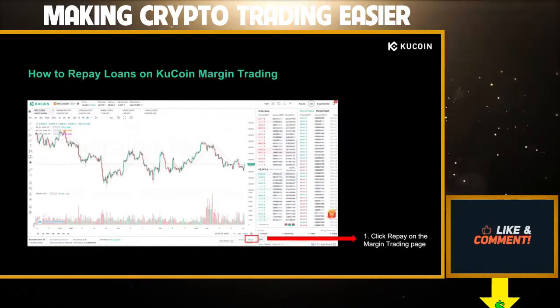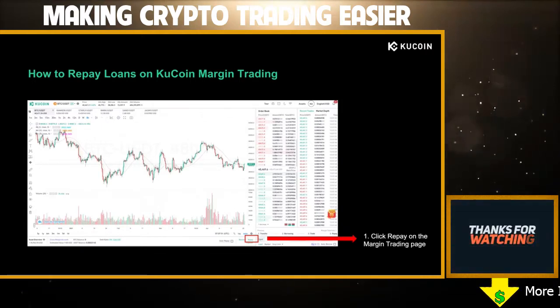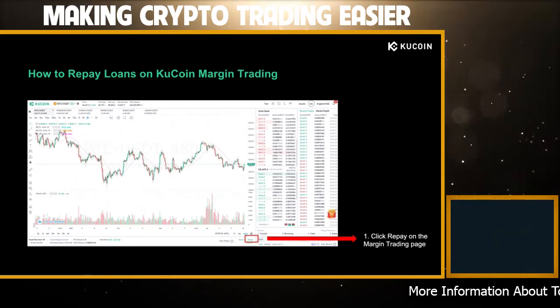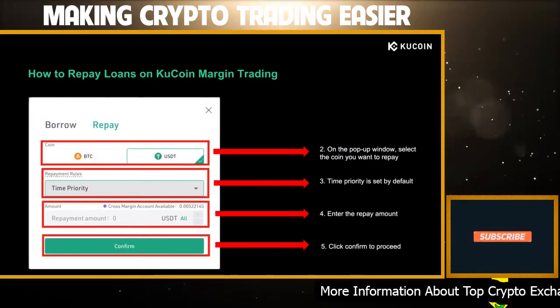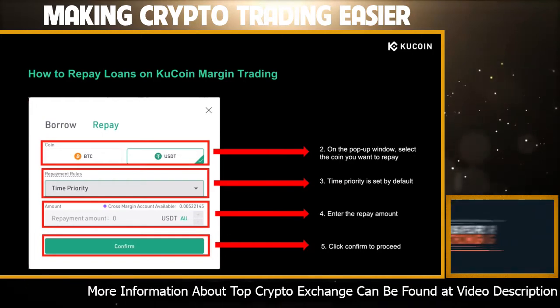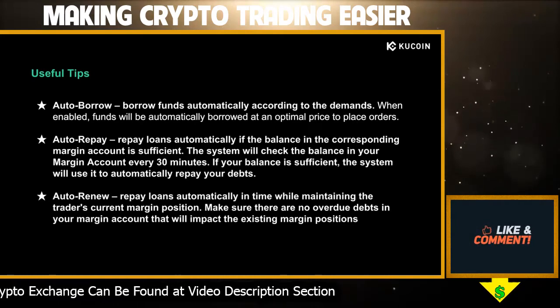After realizing the profit, we can repay loans, which is the amount we borrowed plus the accrued interest. Now let's click Repay in the red frame. On this page, select the coin and the amount you want to repay. Then click Confirm to proceed. Next, let's check out the tips for borrowing and repaying.